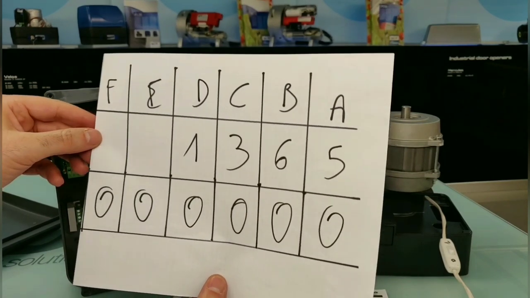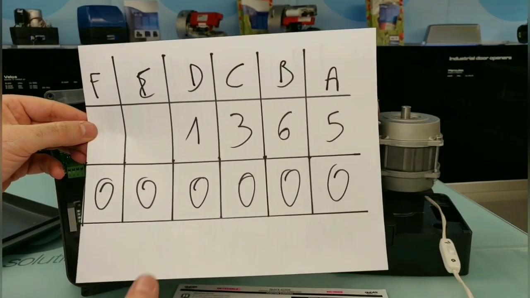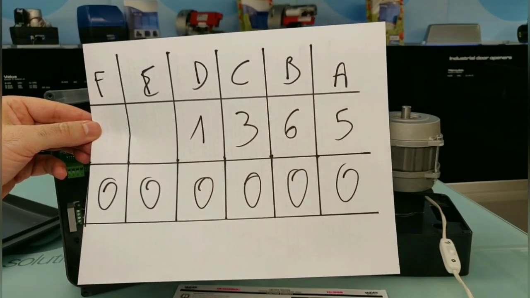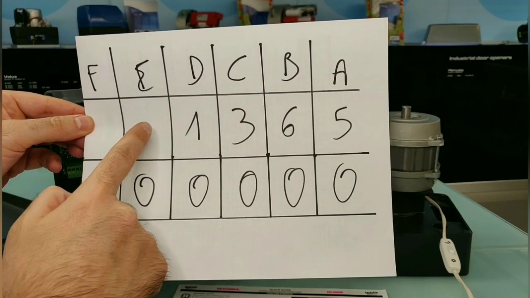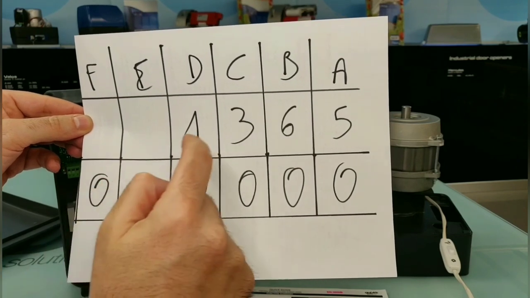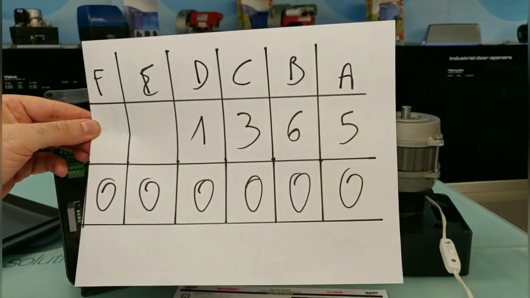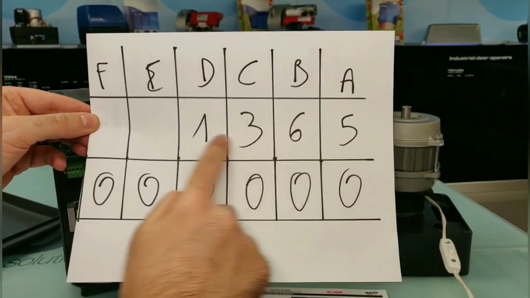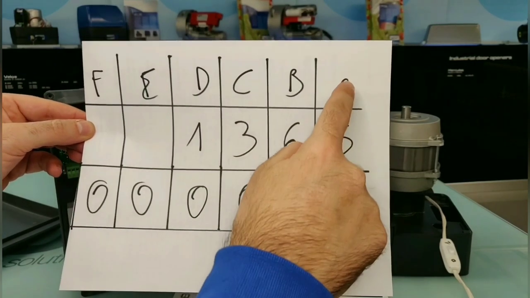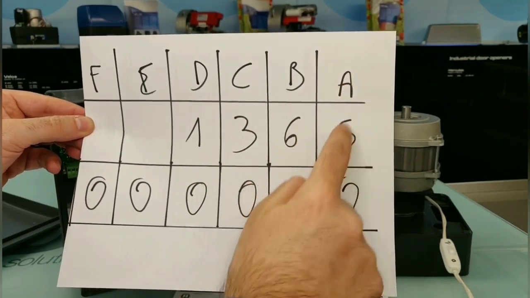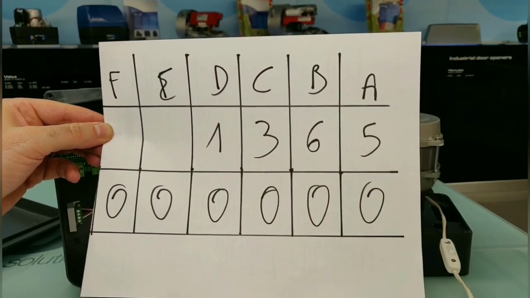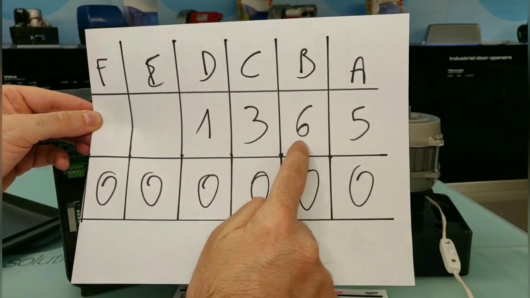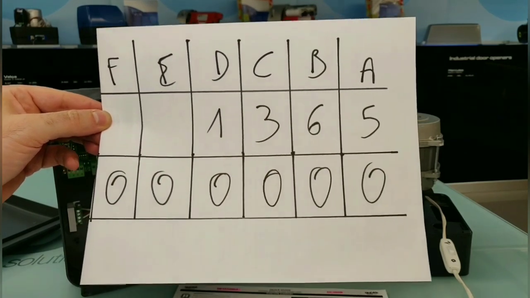It means the automation control board can show cycles up to 999,999. In this case, if the automation is showing A5, B6, C3, D1, it means the automation did 1,365 cycles so far.